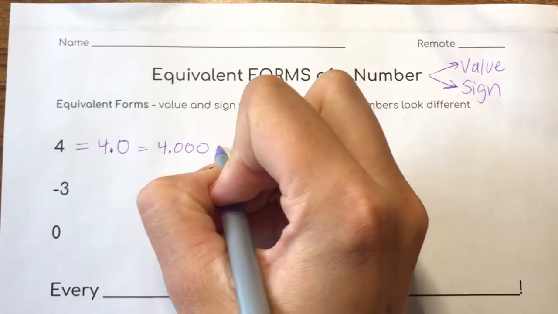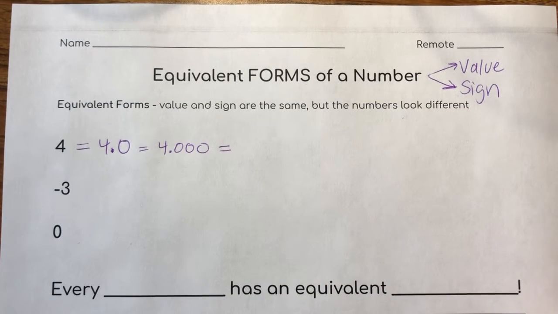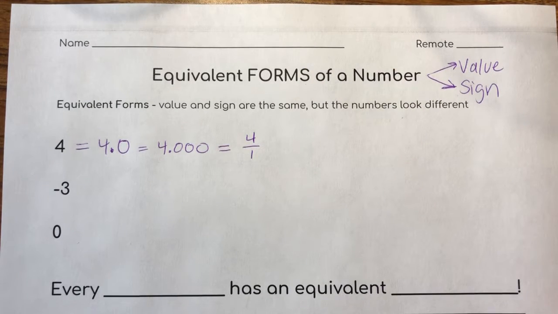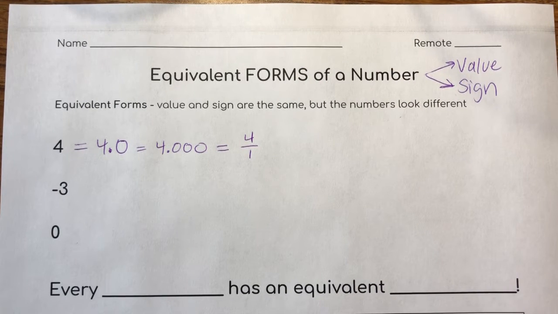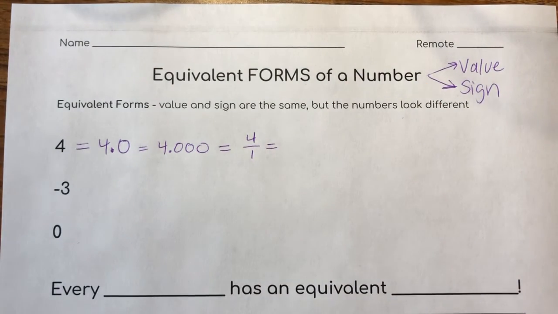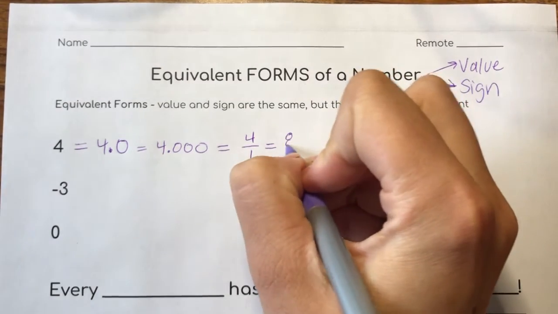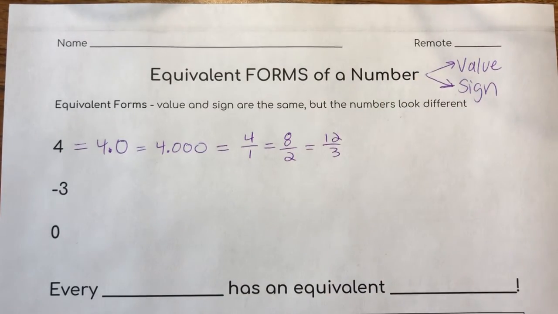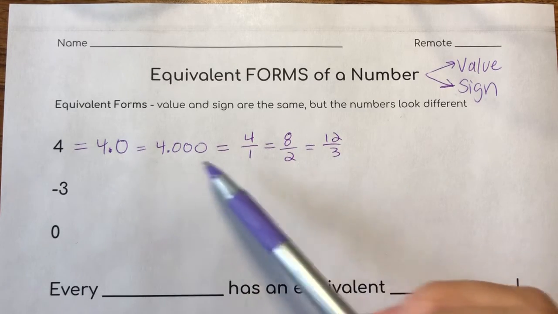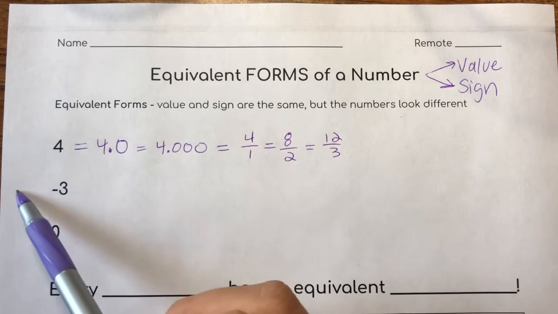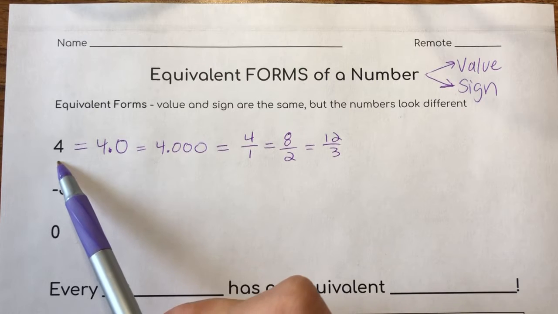I could also write 4 as a fraction and it would still be equal. If I wrote 4 as a fraction, I would write 4 over 1. That's still worth 4, it's still positive. And I could keep going, I could write these fractions forever. Instead of writing 4 over 1, that has value 4, I could write 8 over 2, that's worth 4, or 12 over 3. And I could do this for the rest of my life. So 4 has a bunch of different forms, how it looks, but they're equivalent because they keep the same value and the same sign. They're still positive, they're still 4.